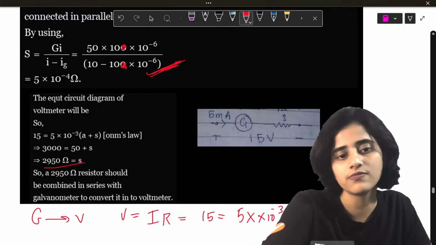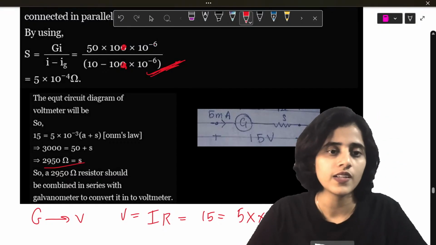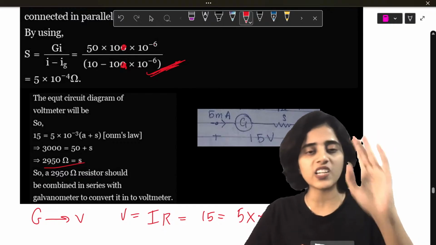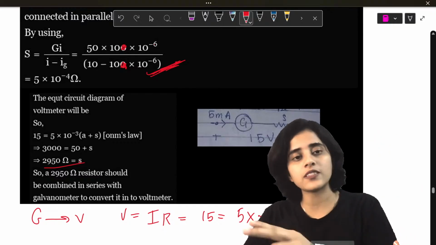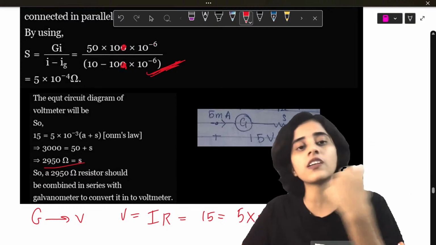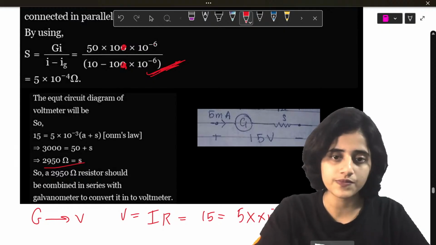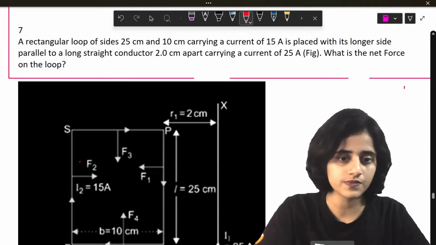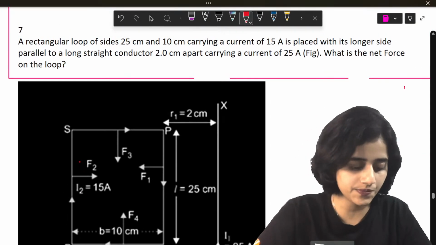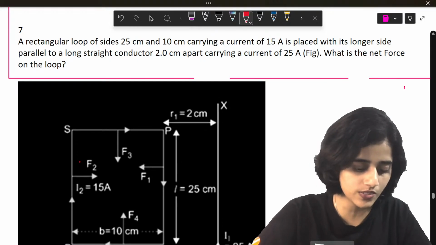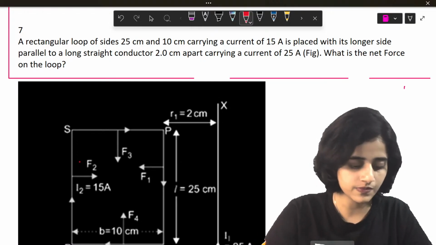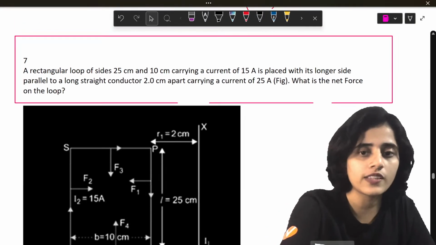So first the question asks you to convert the galvanometer to an ammeter. Then the question asks you to convert the galvanometer to a voltmeter. I hope you're all working it out. Okay, let's look at the next question.